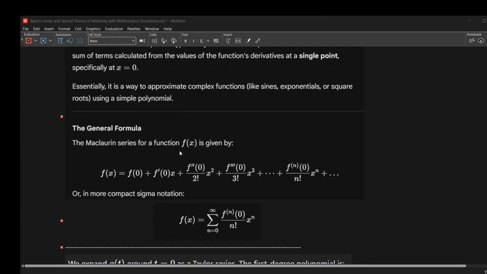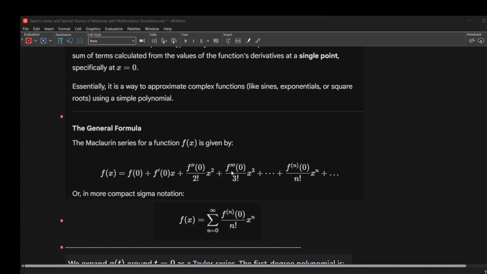The Maclaurin series for a function f of x is given by this: f of x equals f of 0 plus the first derivative of f at 0 times x. Then we have the second derivative of the function at x equal to 0, over 2 factorial, times x squared. Actually, this comes from the Taylor series, where we just make the function of x equal to f of 0.